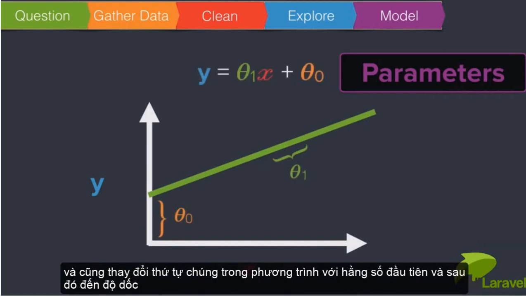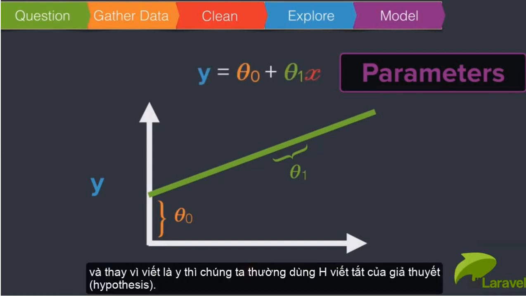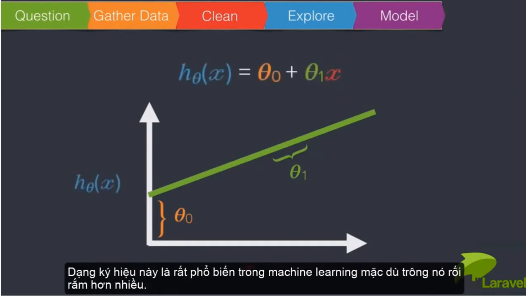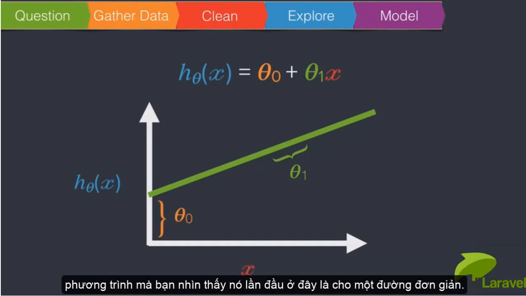And also, we'll change the order in this equation. So we'll have the constant first and then the slope. And instead of writing y, what you'll also often see is h theta x, where h stands for hypothesis. This kind of notation is very popular in machine learning. And even though it can look quite intimidating when you first see it, all you're looking at here is the equation for a simple line.